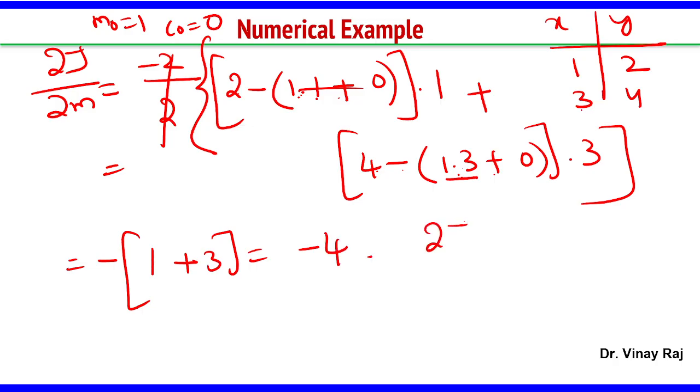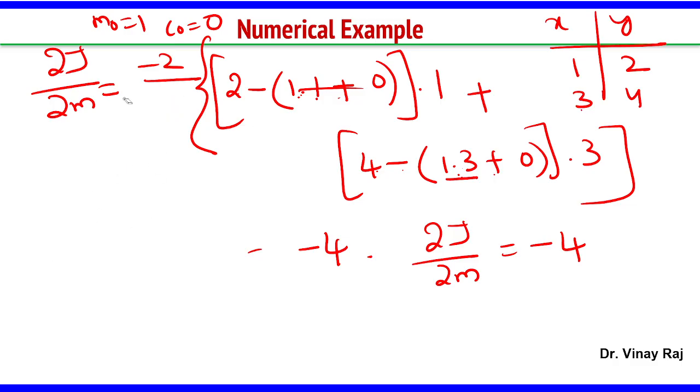Therefore dou J by dou m at these data points is minus 4. Now let us go and find the new value for m1. How to find the new value of m?